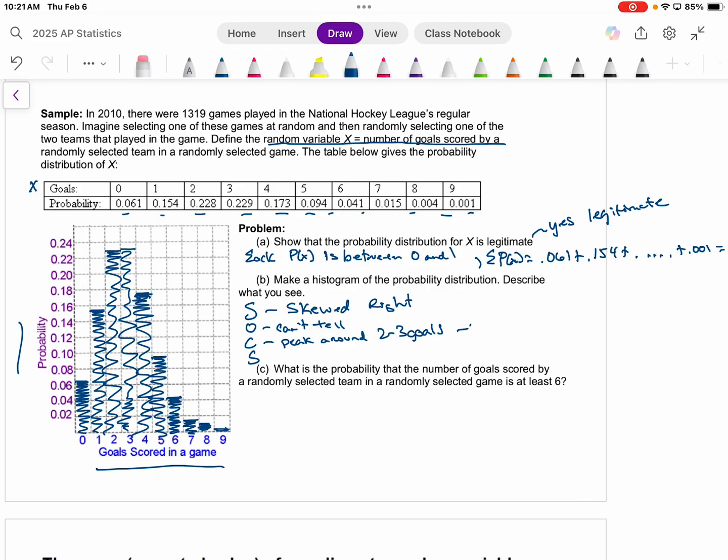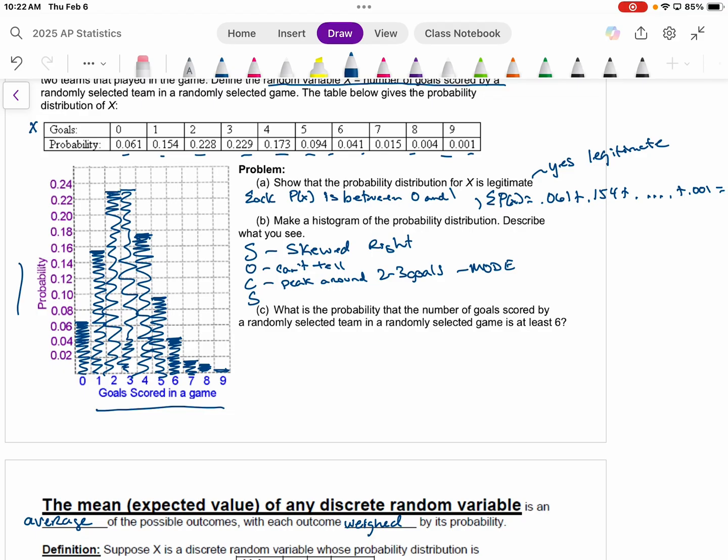Our center, there appears to be a peak around 2 to 3 goals. That would be basically our mode when we look at the frequency. Those are where there is a higher percentage, 22% to basically 23% rounded for both of them. So that's where we have our greatest peak. And then our spread, it has a range of 9 goals. Again, we don't have enough information to look at IQR, which we use when it's skewed. So we use the range to describe it: max minus the min.